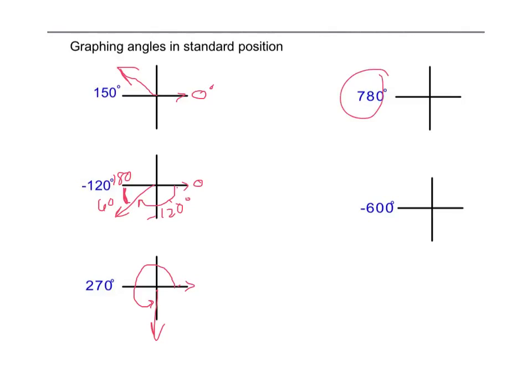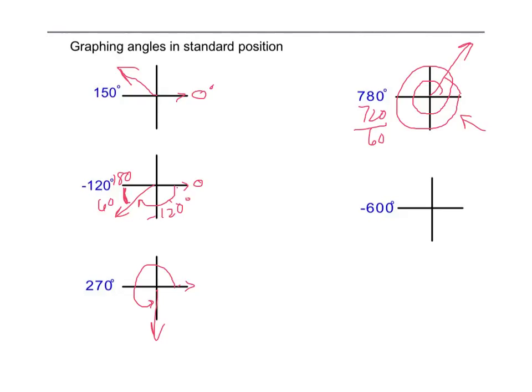All right, now this one's interesting because it's bigger than 1 revolution, right? In fact, it's at least 2 revolutions. So if I go all the way around once, that's 360. If I go all the way around again, that's 360 times 2, which is 720. So then I have to go how much more? 60 degrees more. And so my angle is here. Now, we show the revolutions because it goes more than one time around.